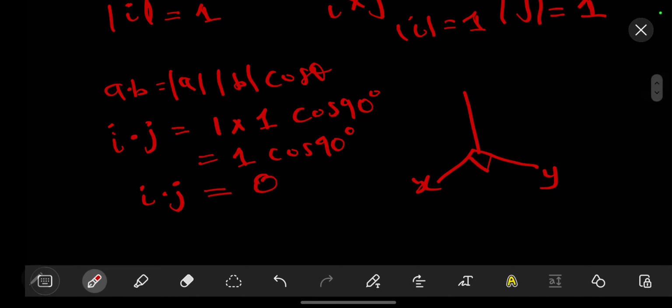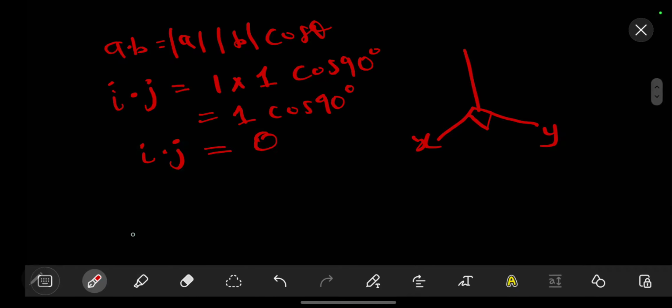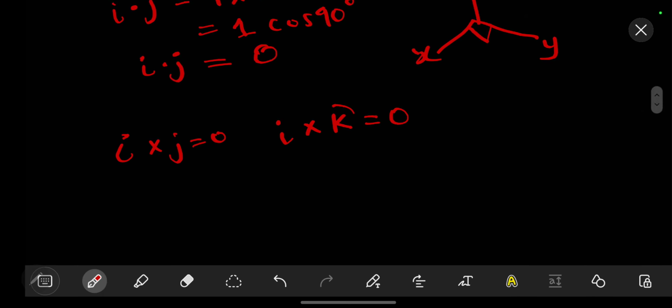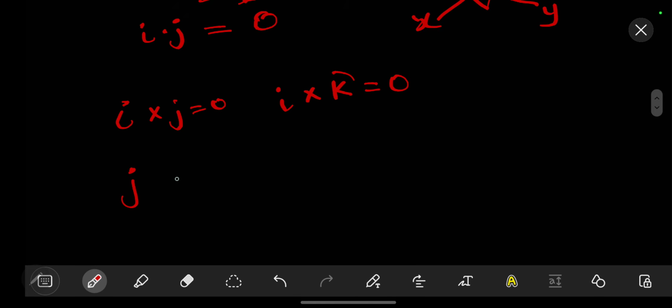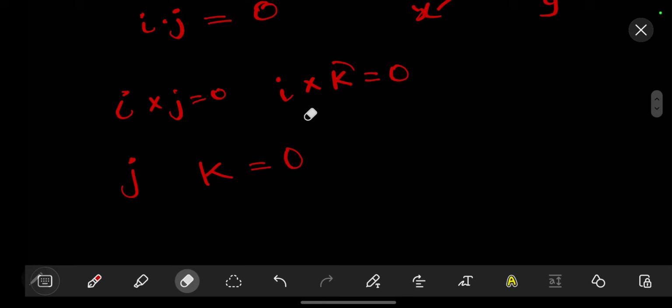In other words, as long as the components are different, for example i dot j, this we are saying is 0. If we have i dot k, which is the z component, the x component times the z component is equal to 0. Likewise, if we multiply the y component, which is j, times the z component, which is k, this one should also be equal to 0.